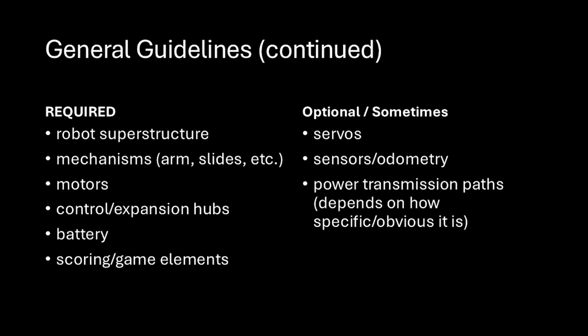And finally, power transmission paths. This kind of depends on how specific or obvious it is. For some things, like if you are making a goBILDA strafer drivetrain, and you know that you are just going to have a set of miter gears driving each wheel, you don't really need to model that in because it's kind of assumed.